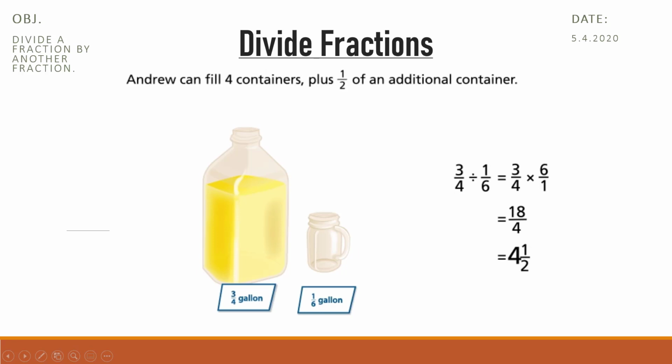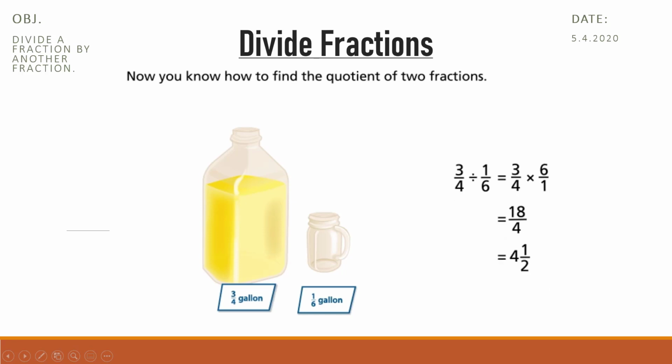Andrew can fill 4 containers, plus 1/2 of an additional container. Sometimes the fraction part of a mixed number can be interpreted as a remainder. Now you know how to find the quotient of two fractions.